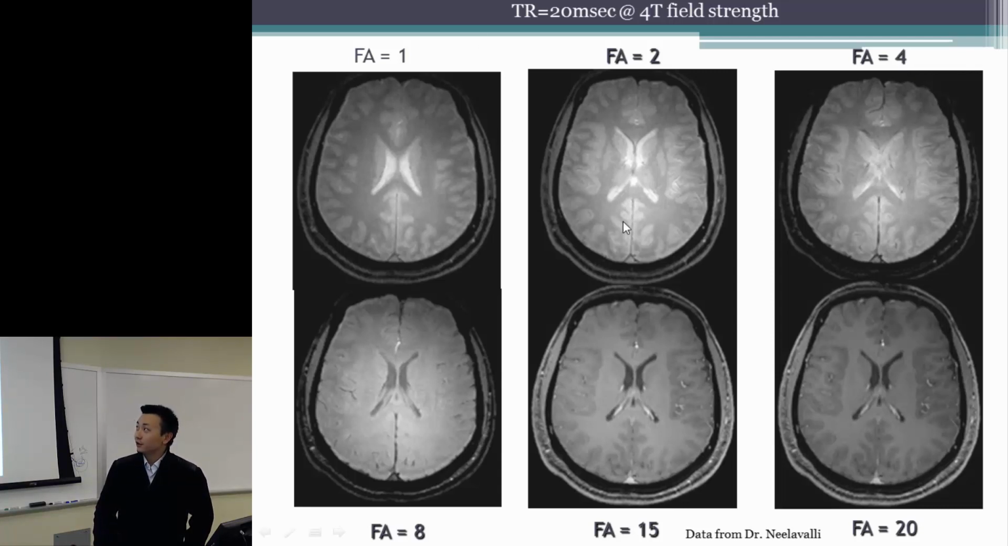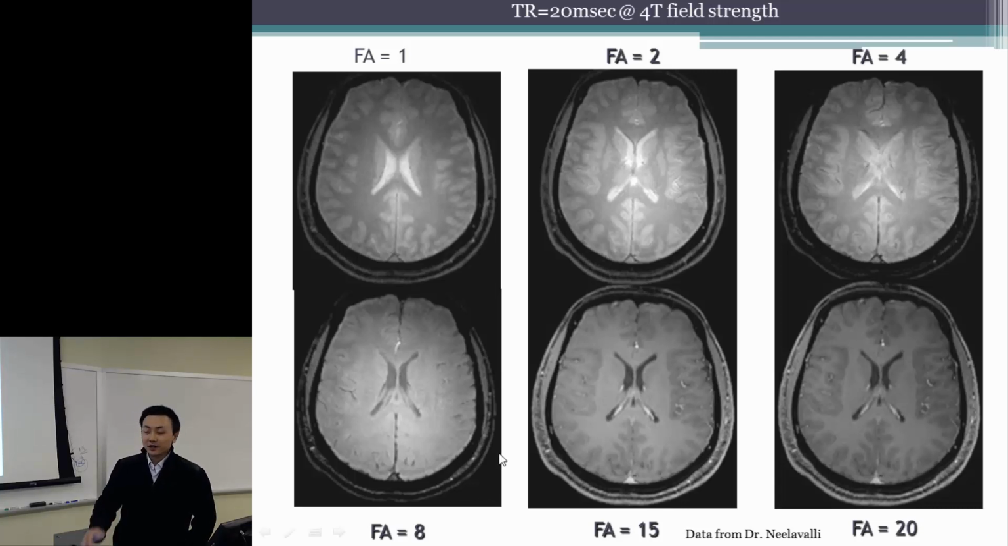So the Ernst angle might have already been passed if we use the flip angle of 4. It might just be 2 or 3 in this case. If we increase the flip angle further to 8 degrees, we can see that CSF has become dark now, because it's now suppressed due to this T1 saturation effect.